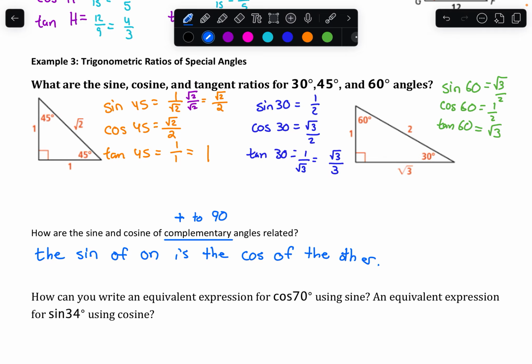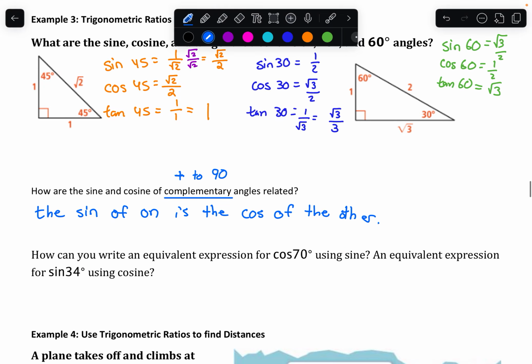So how does that benefit us? Well, that means that we can rewrite equivalent expressions. If I have something that's written with cosine, but I want to find it in terms of sine instead, I can do that. If I see cosine of 70, I know that's going to be the same as the sine of the complementary angle. The complementary angle of 70 is 20, since 70 plus 20 add to 90. So cosine of 70 and sine of 20 should be the same number.